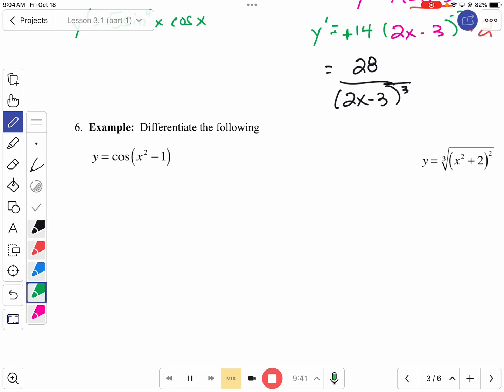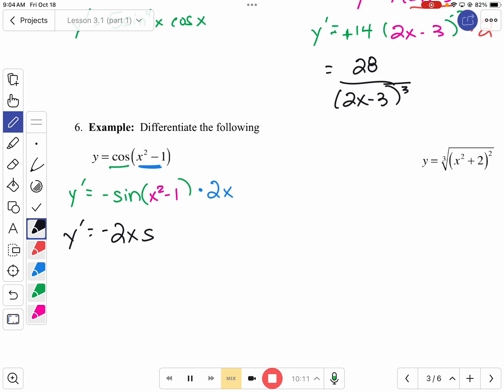All right, let's see how we're doing. What's my outside function? Cosine, good. And what's the derivative of cosine? Negative sine. We're going to leave the inside stuff the same, so x squared minus 1. And then times the derivative of that inside stuff, which would just be 2x. Simplify it. I got a negative out in front times a 2x, so negative 2x sine of x squared minus 1.